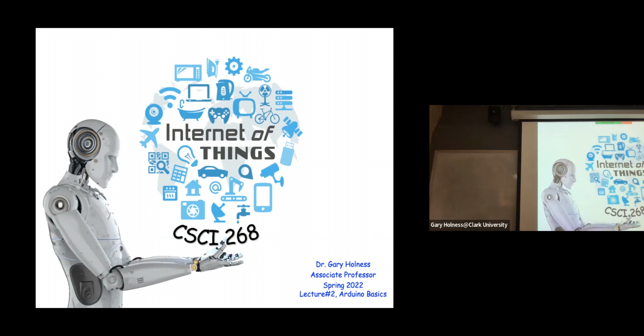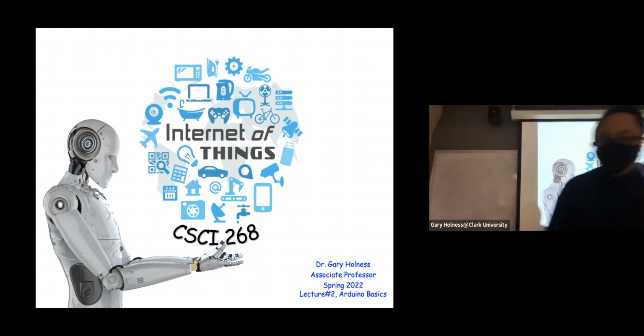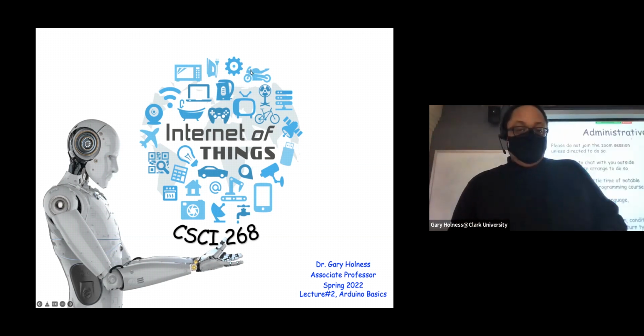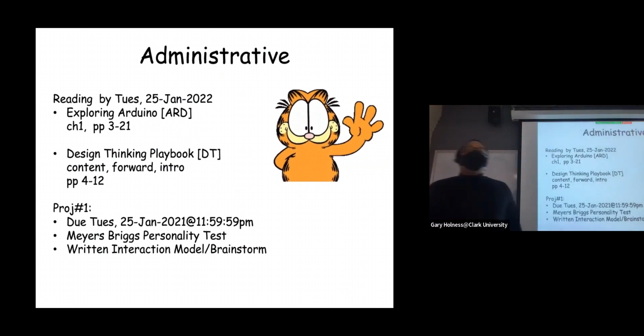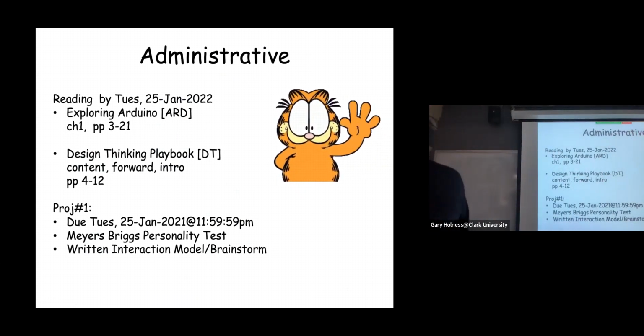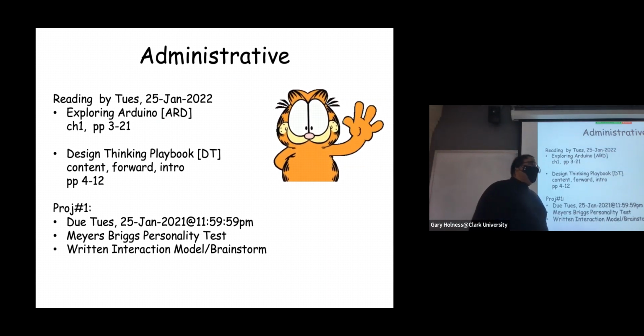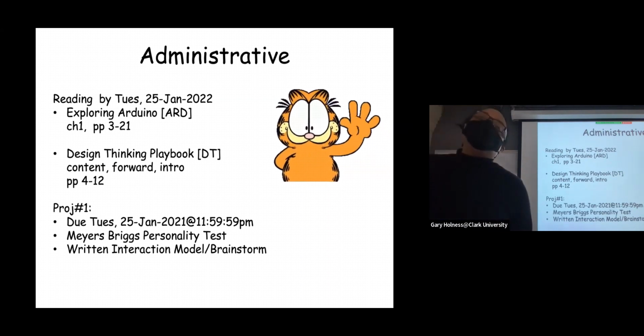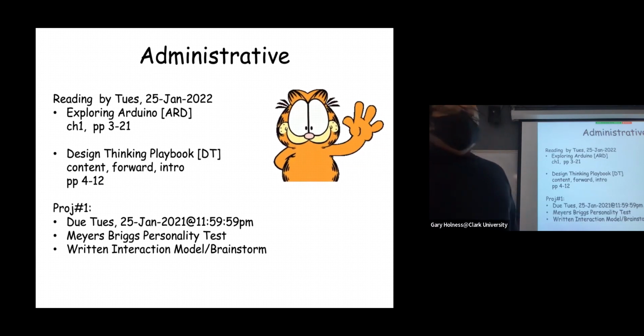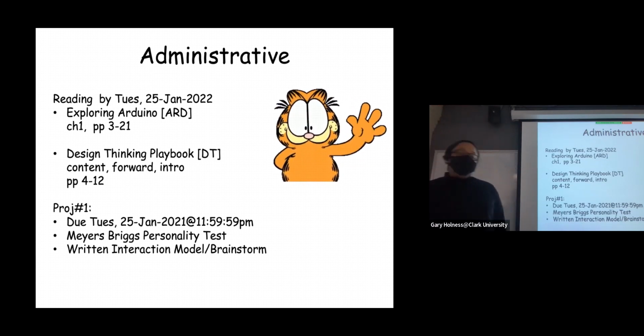But before we do so, some administrative bits. Let me see if that works. Okay. And so the reading, of course, is there. Again, I won't test you on the reading. I just assume you're going to keep up with the reading. I'll always tell you what the reading is and tell you a deadline by which you really should get it done. It's very easy reading from Exploring Arduino, Chapter 1, pages 3 through 21, and Design Thinking, the content, foreword, and intro sections, which constitutes pages 4 through 12.